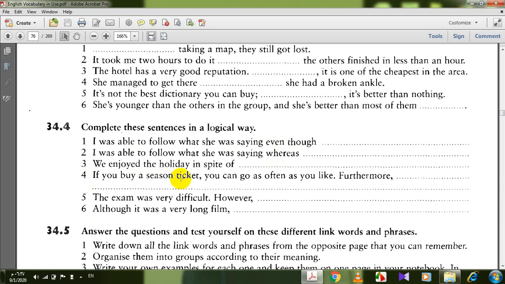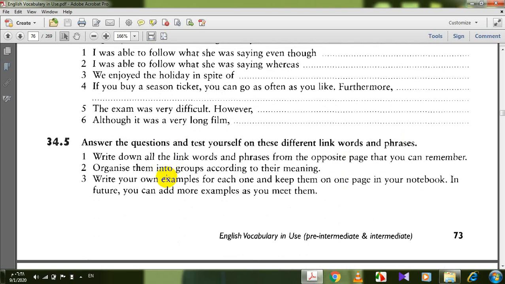We enjoyed the holiday in spite of the bad weather, or we enjoyed the holiday although the weather was very bad. If you buy a season ticket, you can go as often as you like. Furthermore, it's much cheaper. Good. So you can also do the rest here. I think it's enough for this chapter.